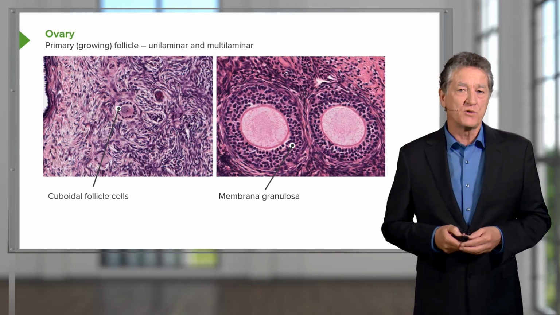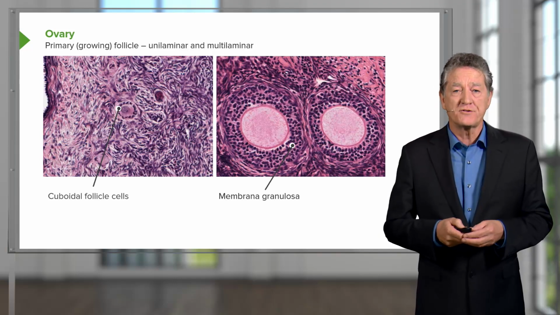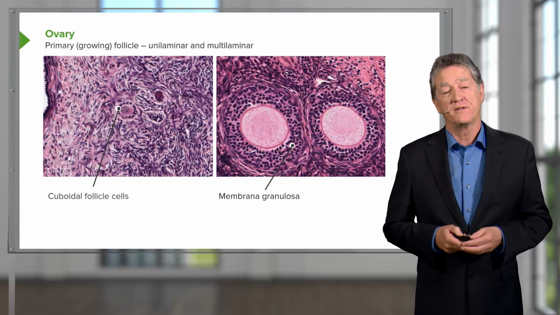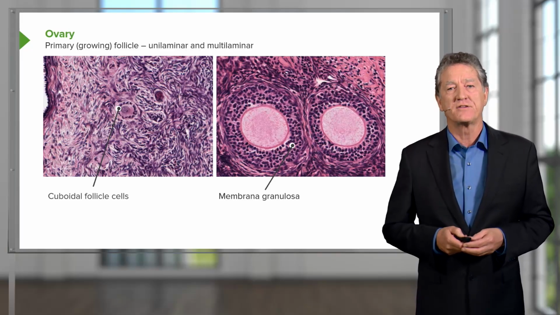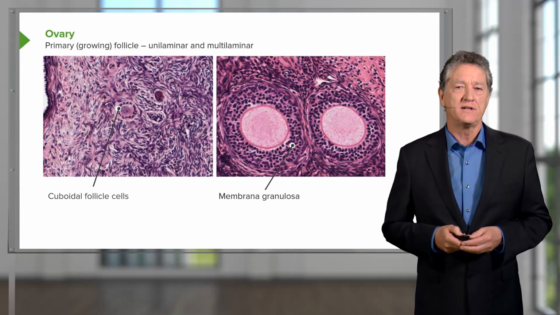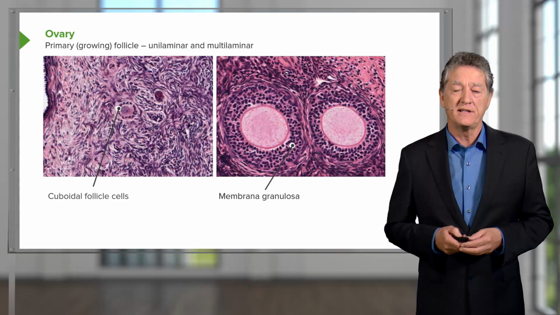And as the follicle grows, more estrogens are produced. And therefore, during the follicular phase of the ovary cycle, estrogens will increase in their levels in the blood.